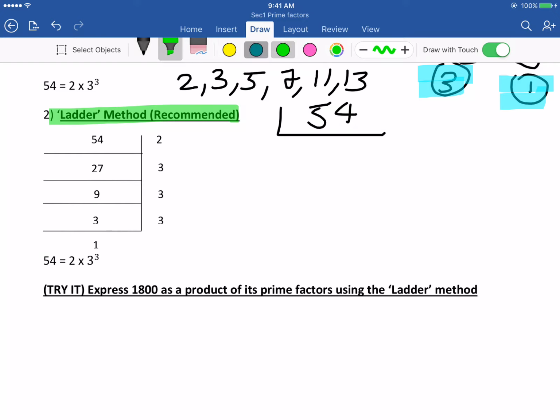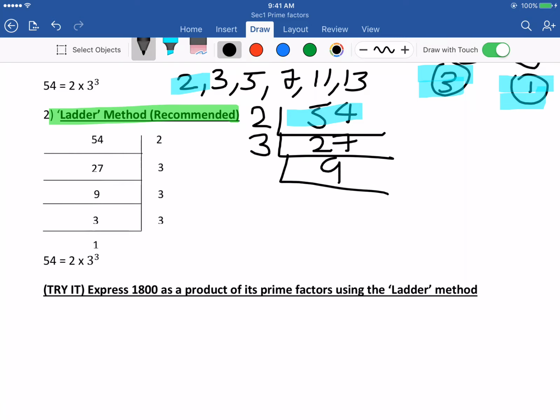First step, we take 54 divided by 2. What's 54 divided by 2? 27. Next step, take 27. Can 27 divide by 2? No, we take 27 divided by 3. Becomes 9. Can 9 divide by 2? No, you take 9 divided by 3, which becomes 3. Can 3 divide by 2? No. Can 3 divide by 3? Yes. So you only stop upon 1.